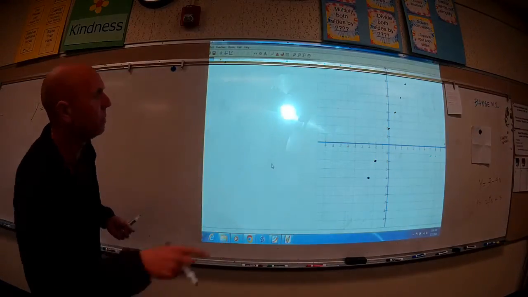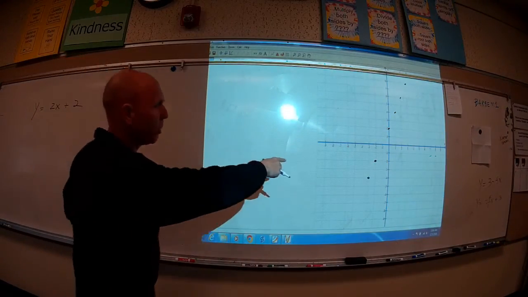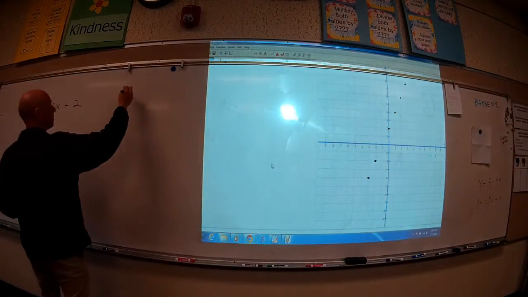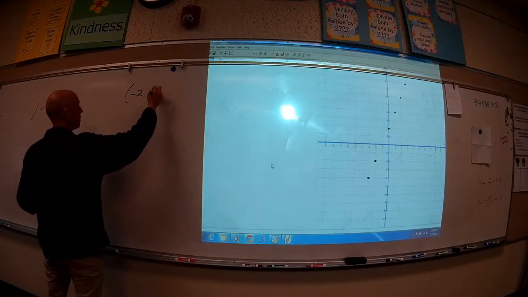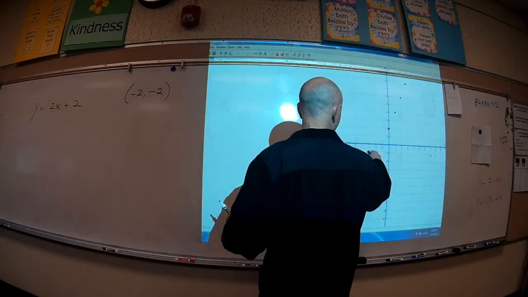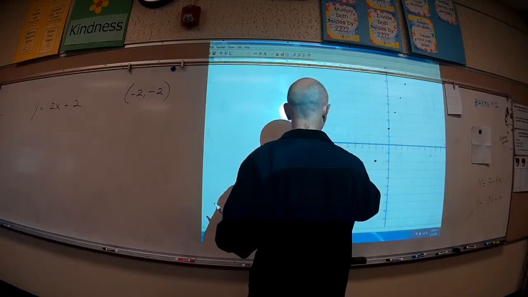Where are those 2 points? Read me those. Ganter, can you pull these points off of this for me? It's hard to see, but what do you think? Actually, it's -2, -2, and then -3, -4.